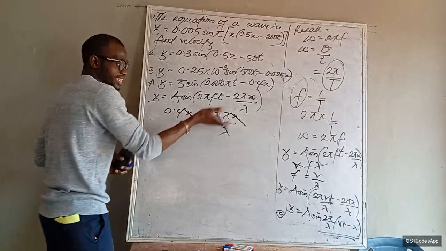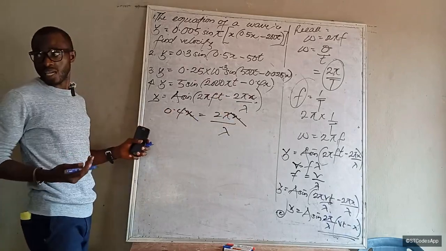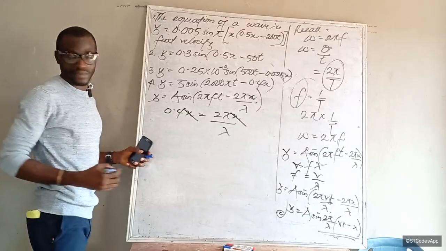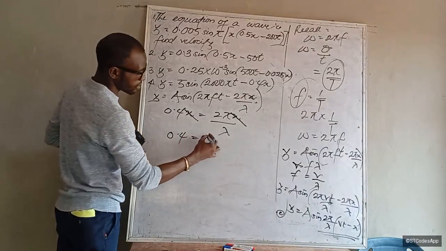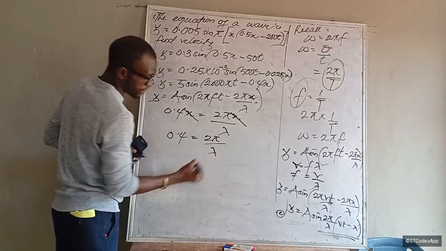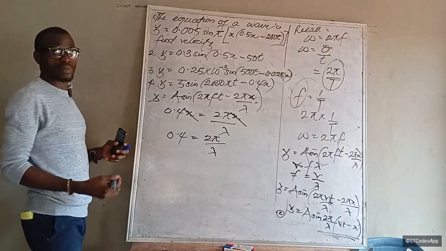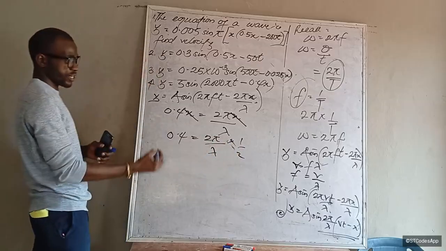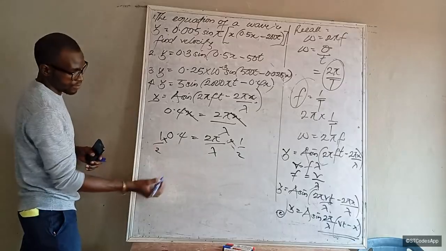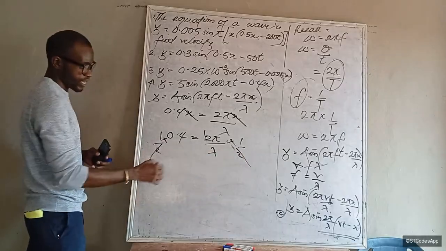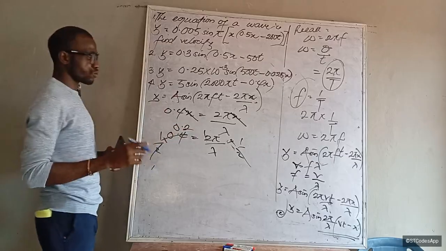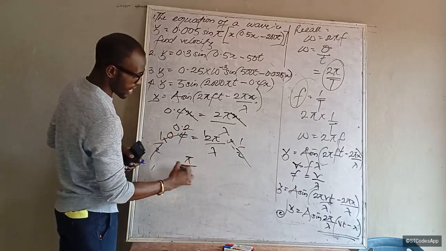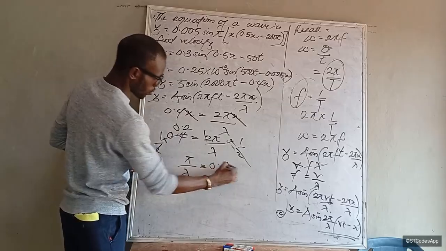If I divide both sides by x, the x will cancel out. So we have 0.4 is equal to 2 pi over lambda. From here, I can divide both sides by 2, that is, times 1 over 2 on each side. Here 1, and 2 times 0.4 over 2 gives 0.2. So pi over lambda is equal to 0.2.